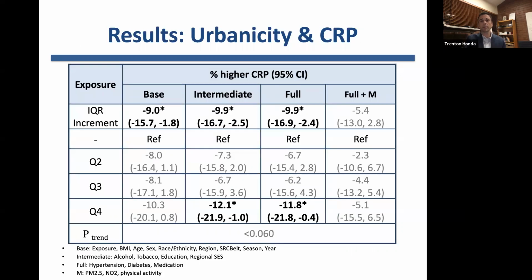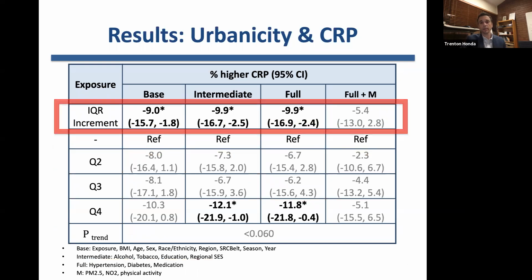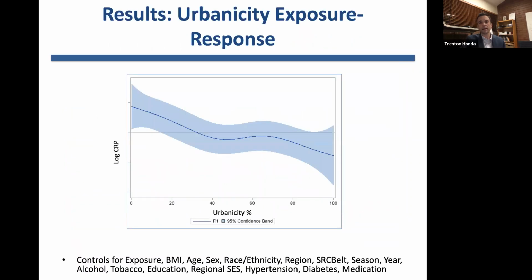Now, when looking at urbanicity in CRP, we do see that an IQR increment increase in urbanicity is associated in base, intermediate, and full models with decreases in CRP. And this is the reverse of actually the hypothesis that we had. And then we don't see significant effects in the second quartile and third quartile of exposure, but we did in the fourth quartile of exposure. Interestingly, when we included the potential mediators, though, we found that our associations became non-significant. And this is the urbanicity exposure response curve.